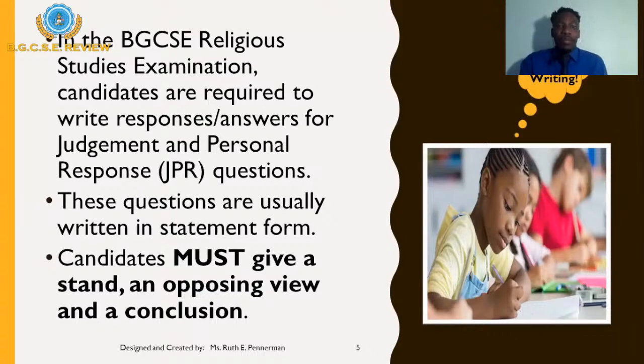Whenever we have a BGCSE JPR style question, the examiner will always provide you with a statement. And I gave two such examples already. Uniforms should be worn in all schools. Prayer is an important part of a believer's life. Or even, miracles no longer take place. And so when you look at any one of those questions or statements, you now have to look at them carefully and begin to develop your own position, your own thoughts. You want to consider the thoughts or viewpoints of another. And of course, you want to generate a conclusion. What are your concluding thoughts about that phrase, that statement, that question, that position?